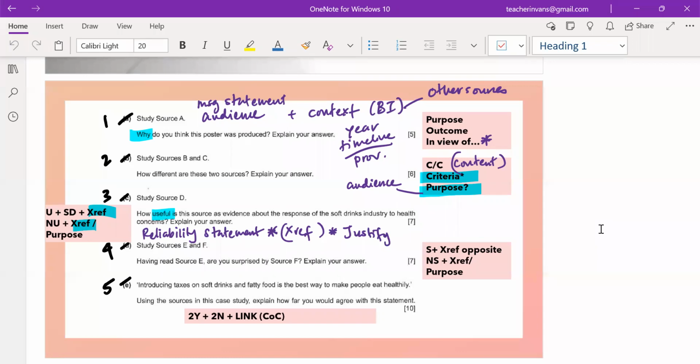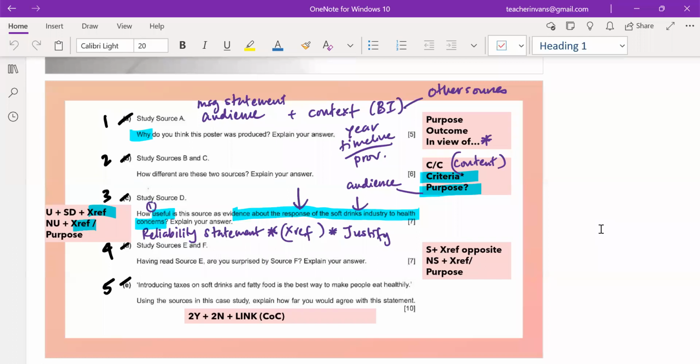Now the other thing is, the next part is actually as evidence about the response of soft drinks industries to health concern. So what you are looking at is actually the response of the soft drinks industry. So be very careful when you are unpacking all these questions, even prior to reading the source. It does give you that focus, that frame when you are reading the source.